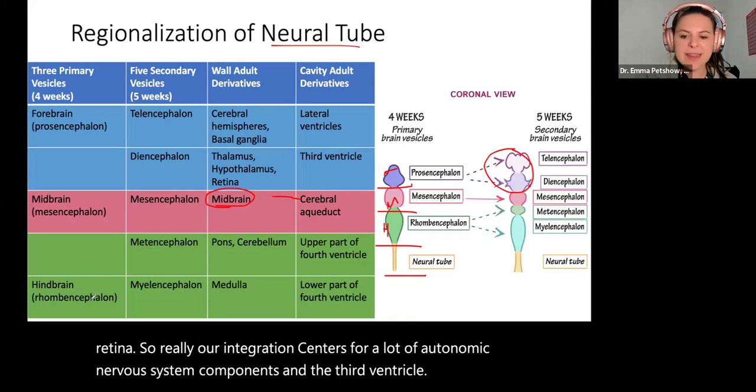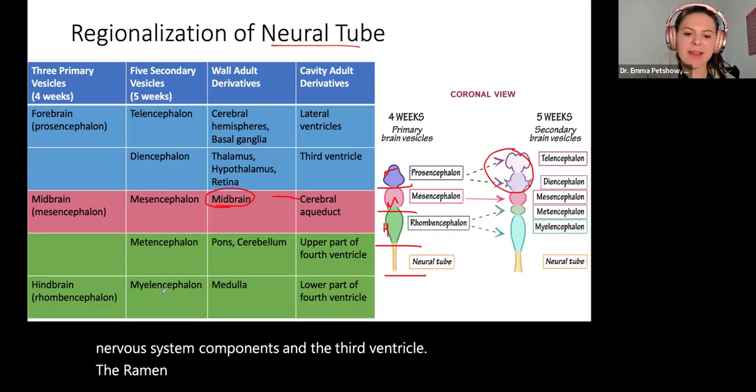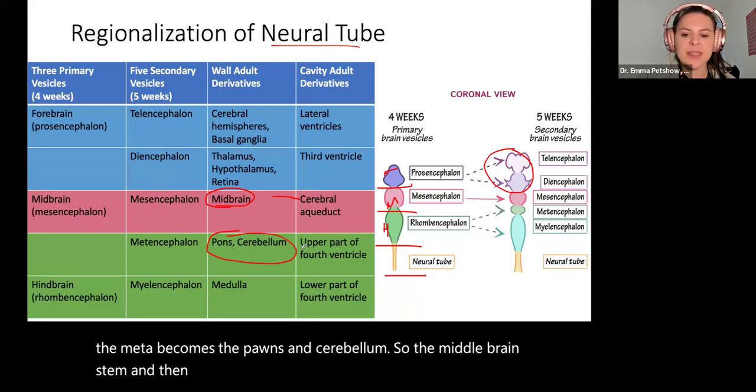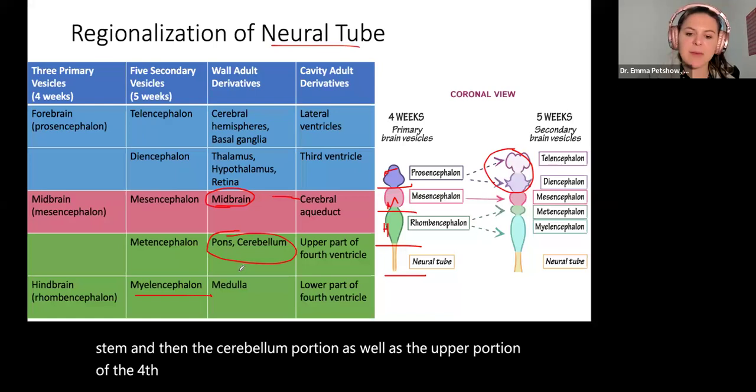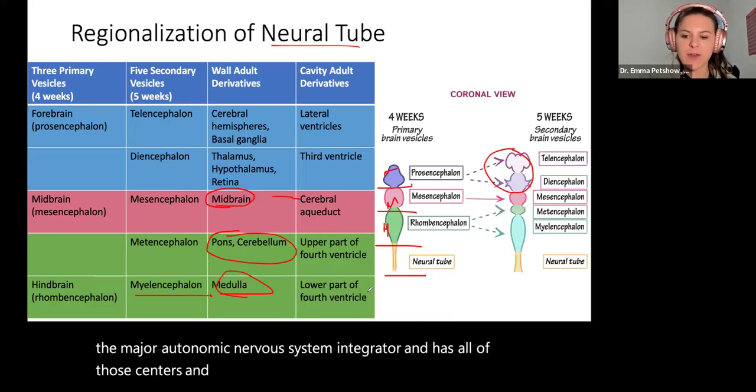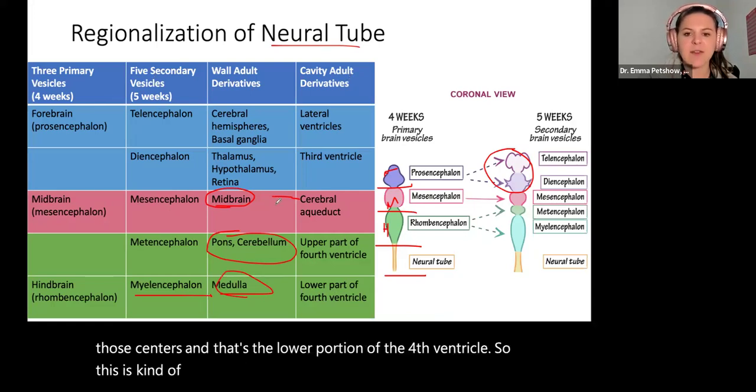The rhombencephalon becomes the metencephalon and the myelencephalon. The metencephalon becomes the pons and cerebellum, so the middle brainstem and then the cerebellum portion, as well as the upper portion of the fourth ventricle. The myelencephalon becomes the medulla, the major autonomic nervous system integrator, and has all of those centers, and that's the lower portion of the fourth ventricle. So this is kind of our summary of the neural tube.